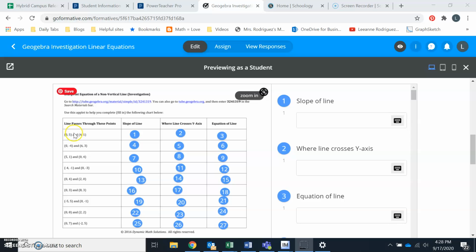What it is asking you to do is take 2 points, like 0, 5 and 4, 1, and put them on the GeoGebra tool. From those 2 points, you should be able to identify the slope of the line, where it crosses the y-axis, and the equation of the line. So the first points that we're going to use are 0, 5 and 4, 1.